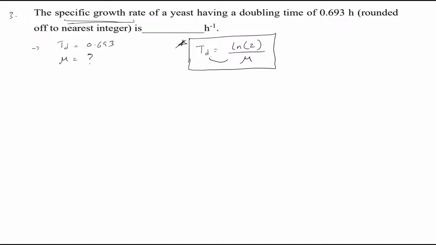In this question, we have to find out the specific growth rate, that is mu, so we can interchange these values. To find the specific growth rate, the formula will become natural log 2 upon the doubling time. The ln 2 value is 0.693, and the doubling time given is also 0.693. So these both will cancel out, and the answer will be 1 per hour. So the specific growth rate is 1 per hour. I hope it is clear. Now we will move to the next question.